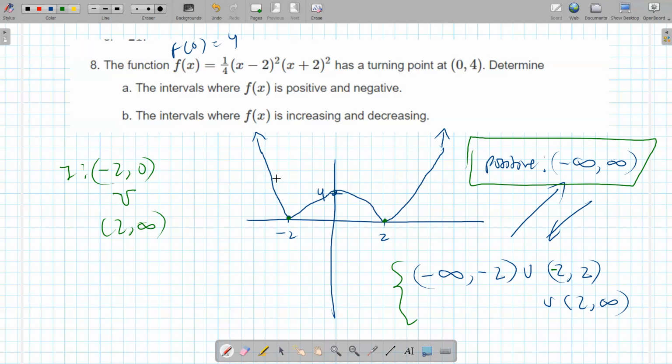For negative infinity to -2, it's decreasing, right? Increasing means as x is going up, y is going up. And decreasing means as x is going up, y is going down. So it's decreasing between -infinity to -2, and then union. Again, the notation, we're going to double check, see what your book uses. And then it's again decreasing between 0 to +2, exclusive. So I would say that's the answer for this one. 0 to 2, it's decreasing.